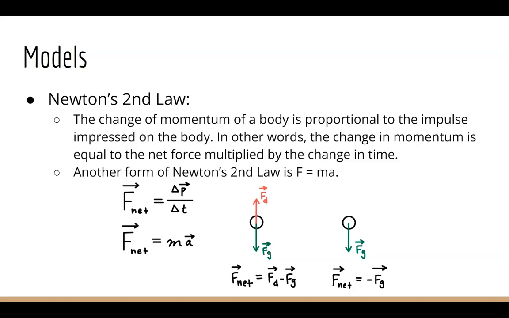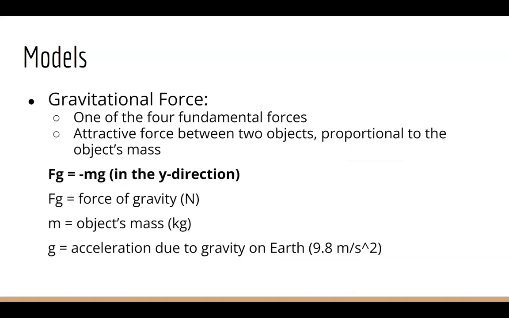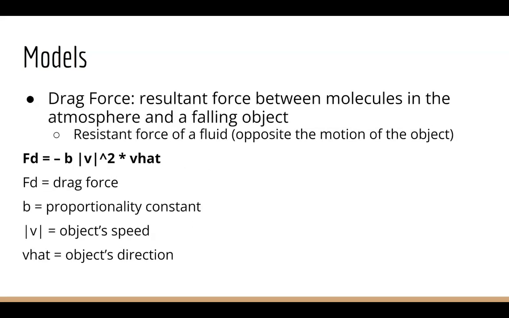Newton's second law states that the change of momentum of a body is proportional to the impulse impressed on the body. Another form is F net equals ma. Gravitational force is one of the four fundamental forces and is an attractive force between two objects. Fg is equal to mg and is in the y direction.